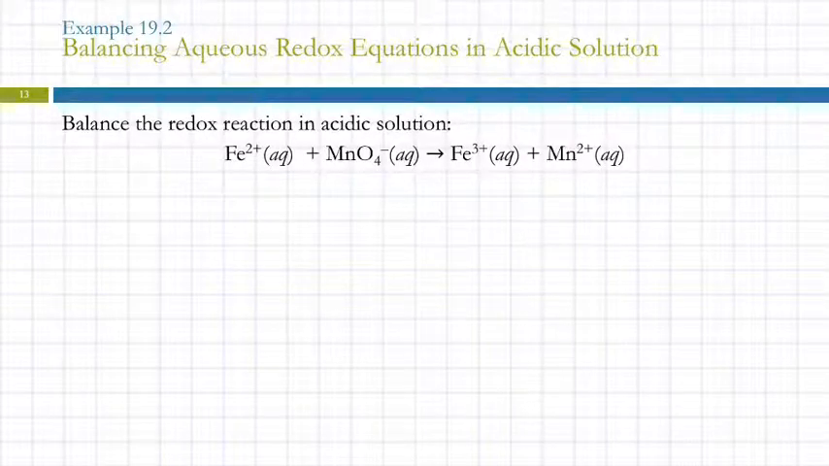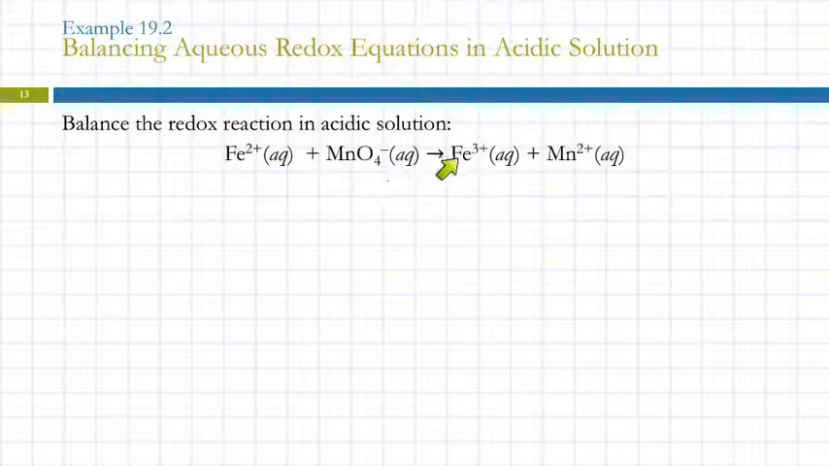So let's do another example. This is iron 2 plus permanganate, giving us iron 3 and manganese ion. So this example doesn't have the little cheat sheet on the side. What's the first thing that we have to do? Not that we maybe should do, but that we have to do. Half reactions.